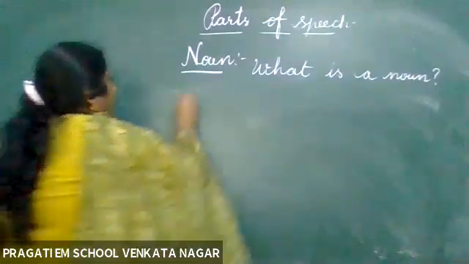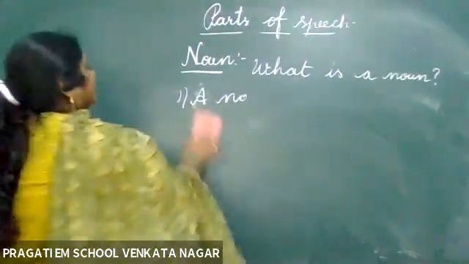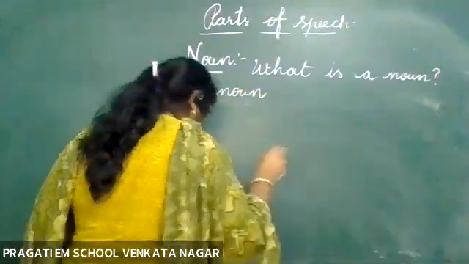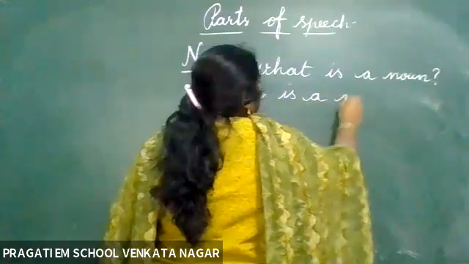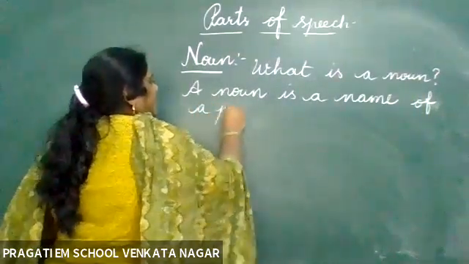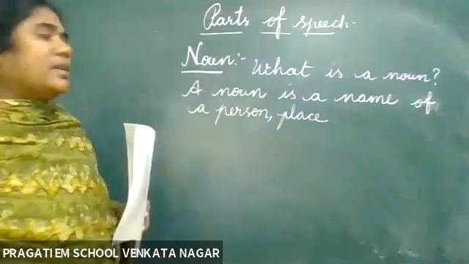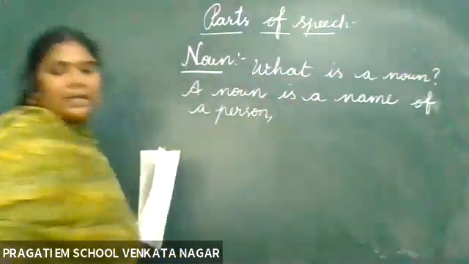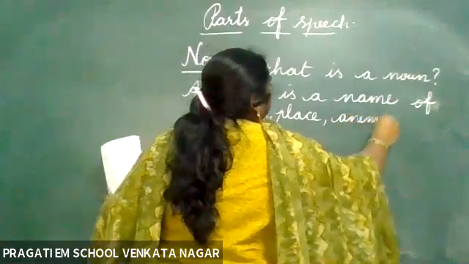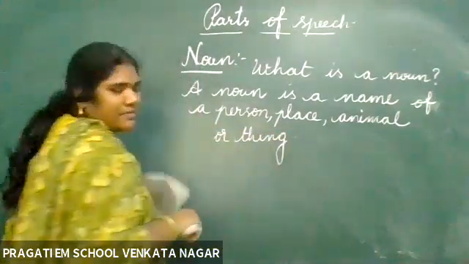So write down what is a noun. A noun is the name of a person, place, animal, or thing. All naming words are called nouns.